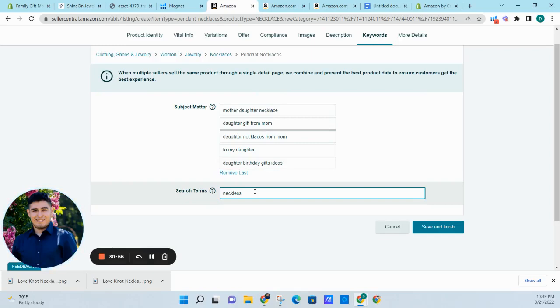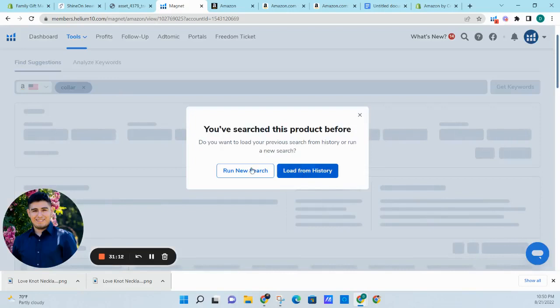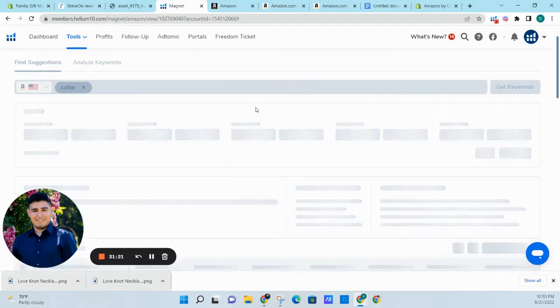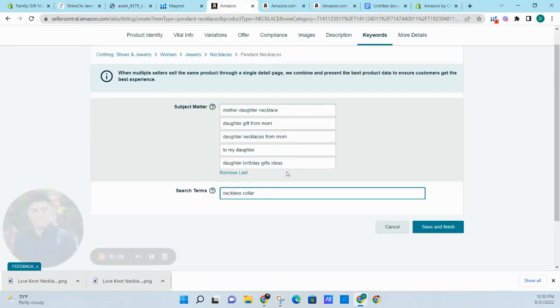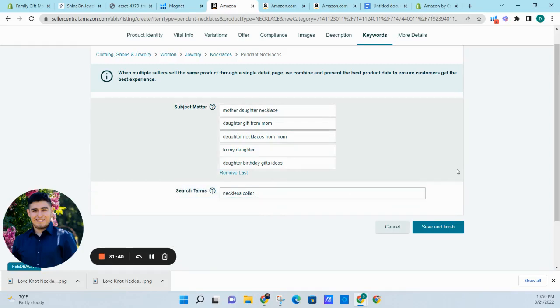Another example would be foreign languages. Going back to the word necklace, necklace in Spanish is collar, right? And collar is actually being searched almost 24,000 times in the last 30 days. So this is definitely stuff you don't want to put in your title, but you definitely want to rank for, right? So this is what you will want to put in the search term section.